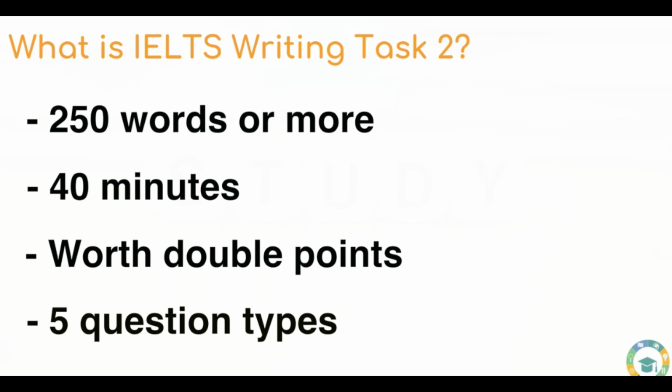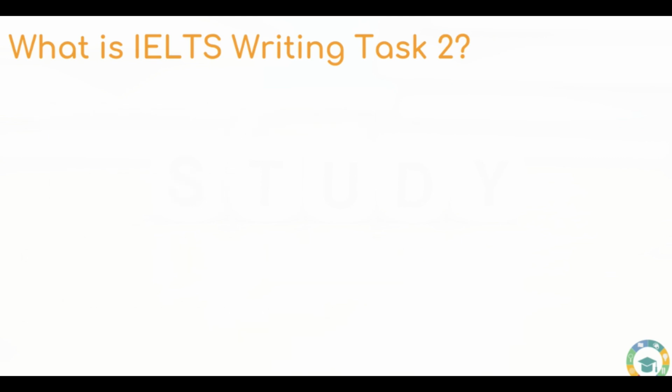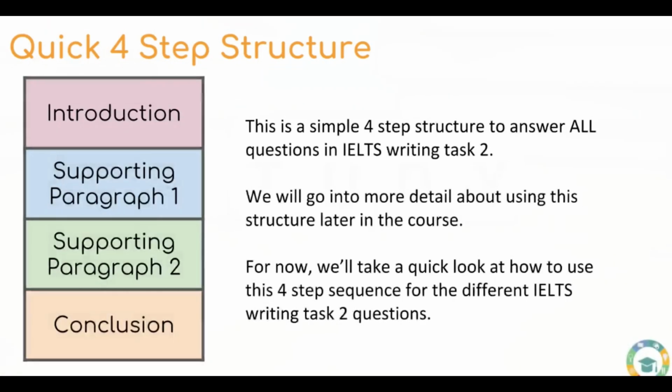So this is the key basic information about IELTS Writing Task 2. I'm now going to quickly show you the 4-step sequence to organise our answer, as this will help us to understand the 5 question types. In this 4-step structure, we have an introduction, 2 supporting paragraphs, and a conclusion. Pretty simple. I recommend that most students stick to this structure to help you organise your essay.